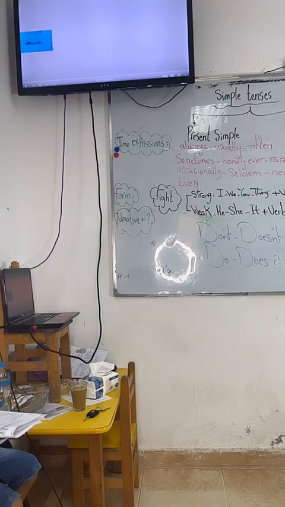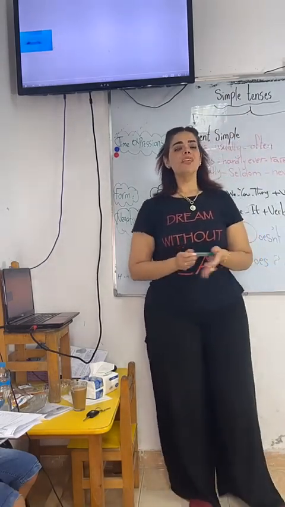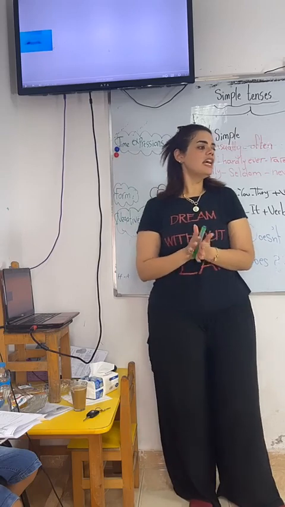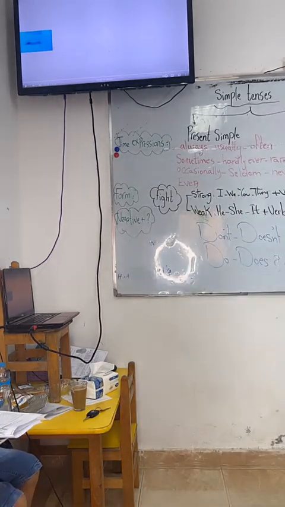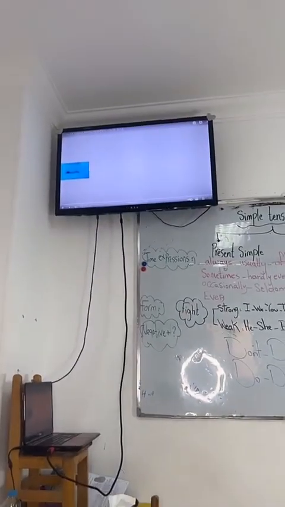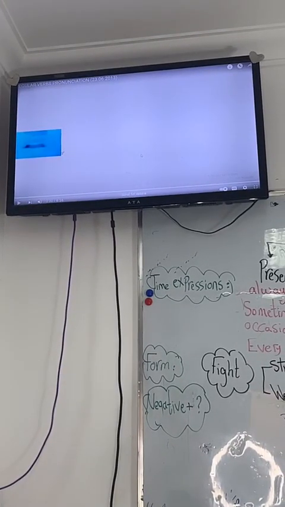But the rule says that if the verb is only one syllable, I also double the letter. What about the pronunciation? This is very important. How do we pronounce the ED at the end of the verb? Listen well. We are going to watch the video and I'm going to explain it after the video. Deal? Okay, let's watch the video and see how we can pronounce the ED, because the ED is sometimes pronounced d, sometimes pronounced t, and other times pronounced id. So let's see when we can pronounce the ED right. This is very important.